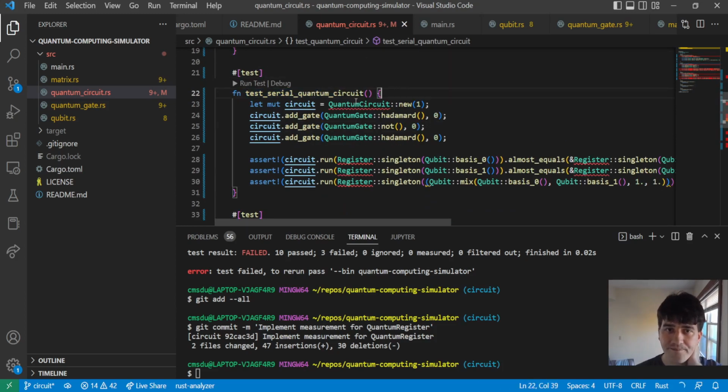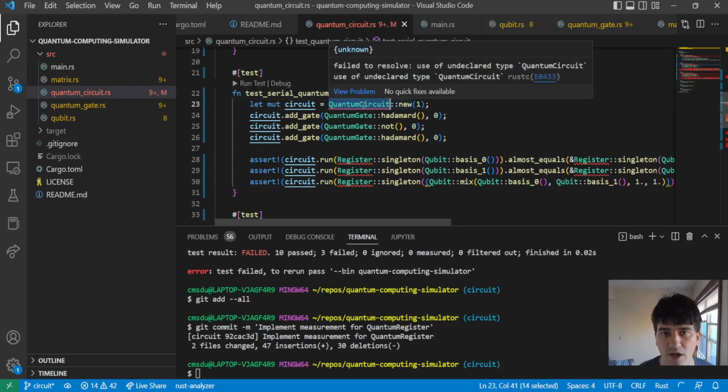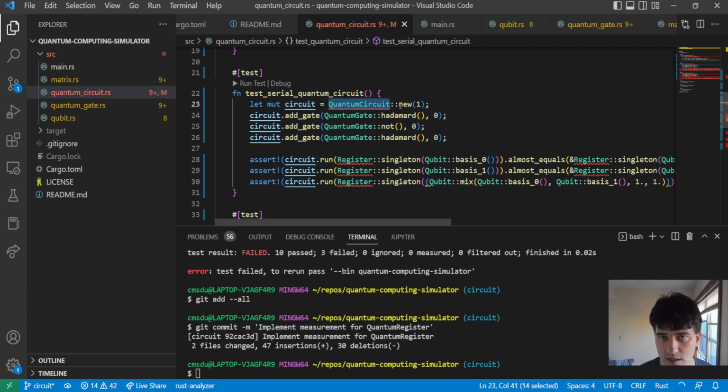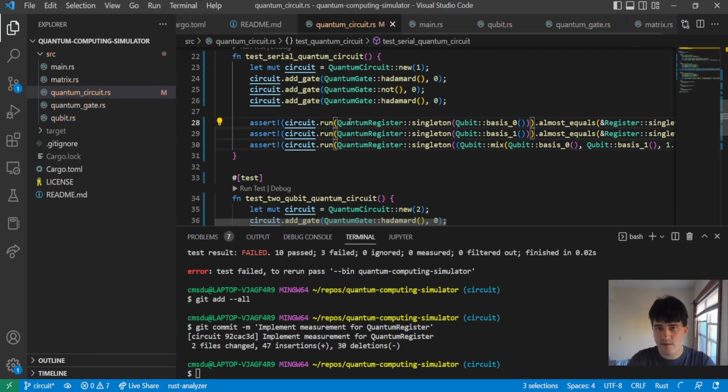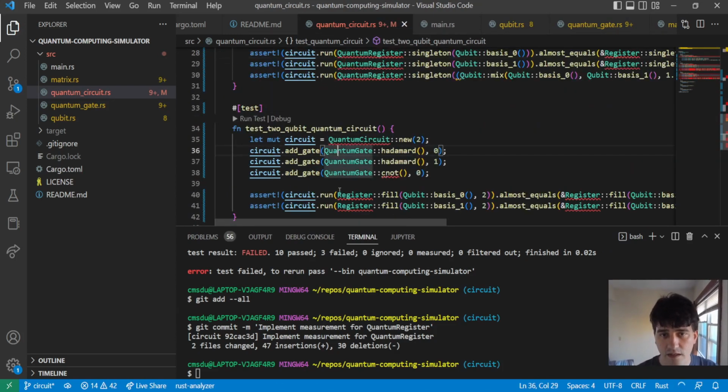Similar story here. So we want to be able to create a serial quantum circuit. What I mean by that is just a series of gates connected with one another. So similar to the circuit I showed before that was just implemented as a bunch of gates, we're going to do that within an actual proper quantum circuit struct here. So we're saying the quantum circuit is a one qubit quantum circuit. We're adding a Hadamard, we're adding a not, we're adding a Hadamard. So now it's like three gates and it takes one qubit in. And then these got messed up because they were commented out, so they didn't get refactored. That's fine.